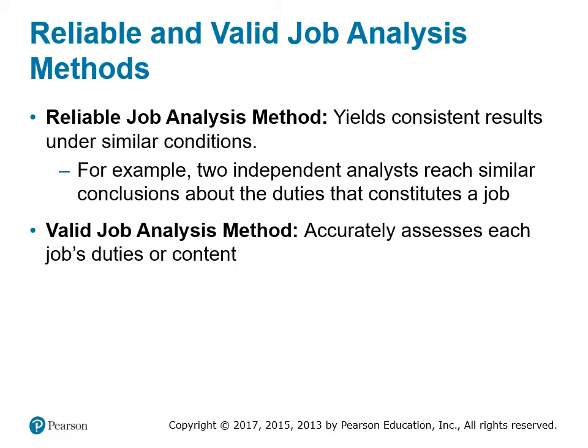The method used in gathering information should be reliable and valid. A reliable job analysis method means that this method yields consistent results under similar conditions. For example, two independent analysts reach similar conclusions about the duties that constitute a job. So the method will be reliable if it gives the same results. A job analysis method is valid when it accurately assesses each job's duties or content. So if the method accurately assesses each job's duties and content, we can call this method valid. So for the job analysis method, we make sure that it is reliable and valid.